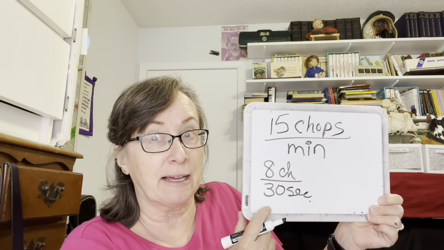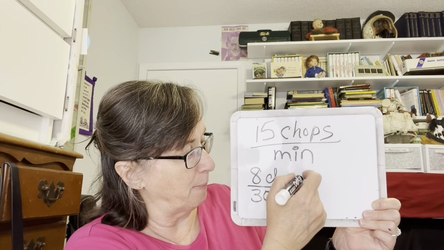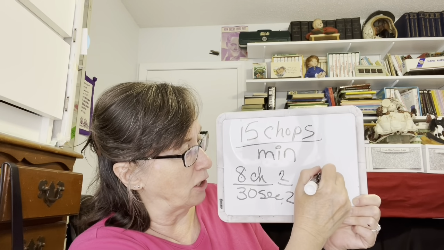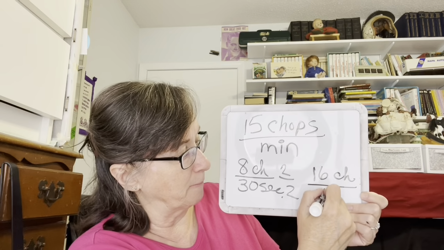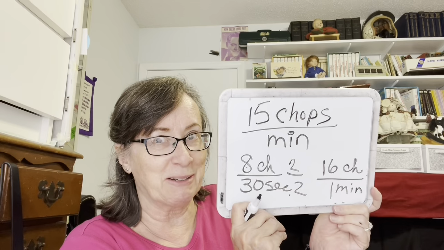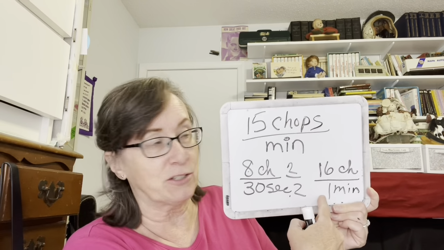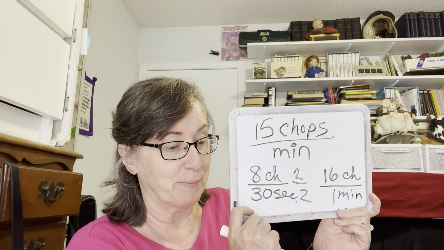Well, 30 seconds would go twice in a minute. So what if I multiplied the top and the bottom by 2? Then I would have 16 chops in 1 minute. So the very first rate was 16 chops in 1 minute, which was faster than his overall rate of 15 chops in 1 minute. Okay, so let's look at the next one.